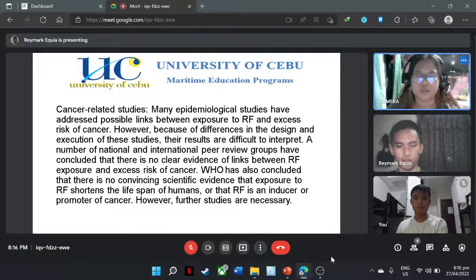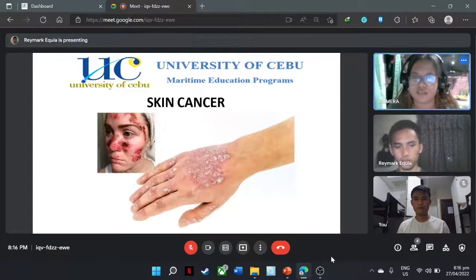WHO, or the World Health Organization, has also concluded that there is no convincing scientific evidence that exposure to RF shortens the lifespans of humans, or that RF is an inducer or promoter of cancer. However, further studies are necessary. So there are cancer-related studies conducted on this issue. This is an example of skin cancer, as you can see on our screen.